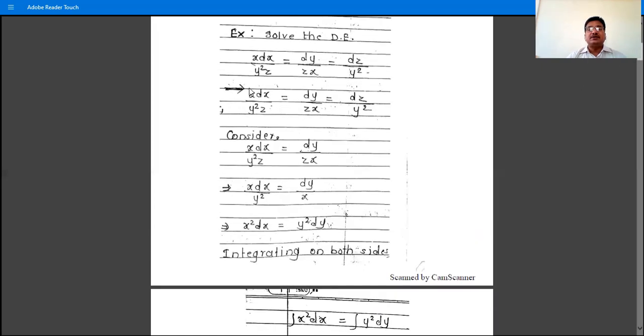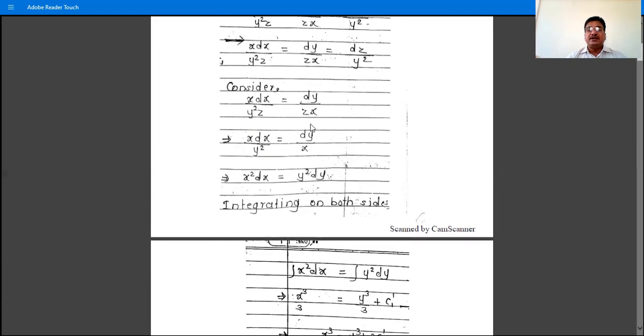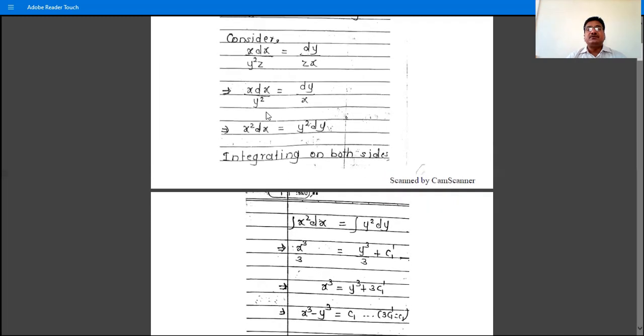So consider the first two ratios, first two fractions, that is x dx by y square z, and dy by zx. Then what happens? If we cancel z, then we have x dx by y square and dy by x. That is, the first method is applicable because one variable is now cancelled, and we have only two variables. If we observe this equation, there is no z, only dx and dy, and all are functions of x and y. So separate the variables. We have x square dx is equal to y square dy.